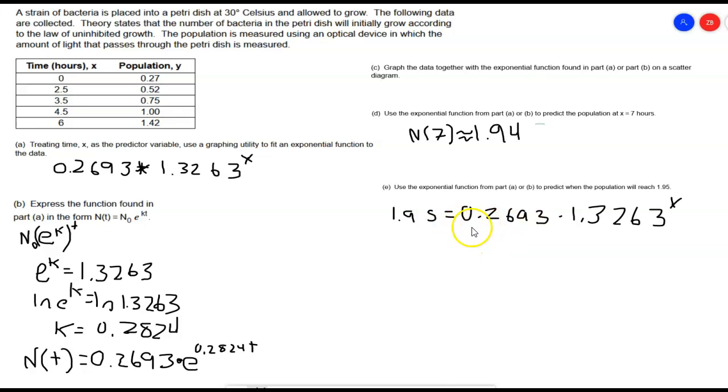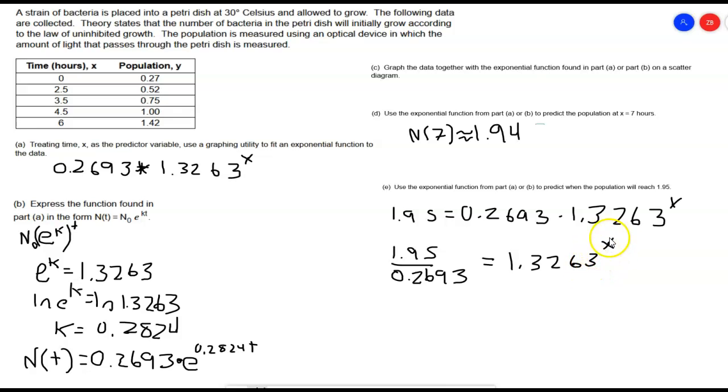So first I'm going to divide each side by the 0.2693. So I'm going to get 1.95 divided by 0.2693 is equal to 1.3263 raised to the x.